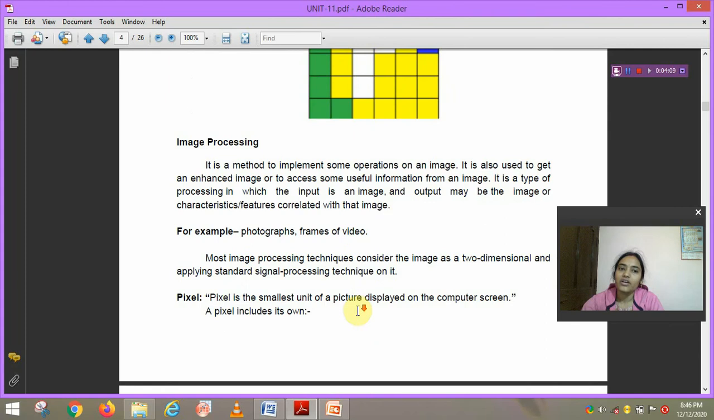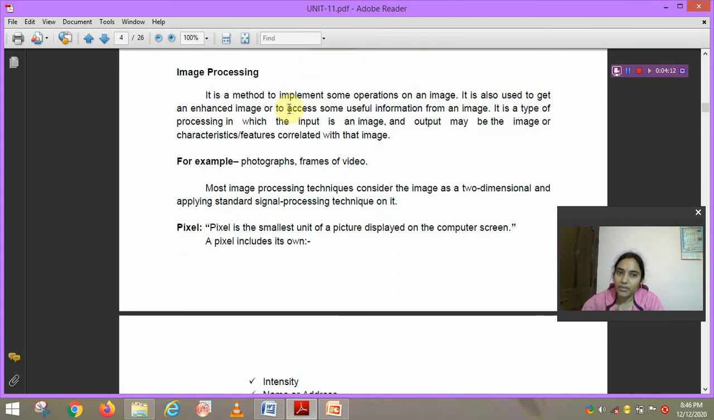The next concept is image processing. It is a method to implement some operations on an image. It is also used to get an enhanced image or to extract some useful information from an image. It is a type of processing in which the input is an image and the output may be an image or characteristic features correlated with that image.